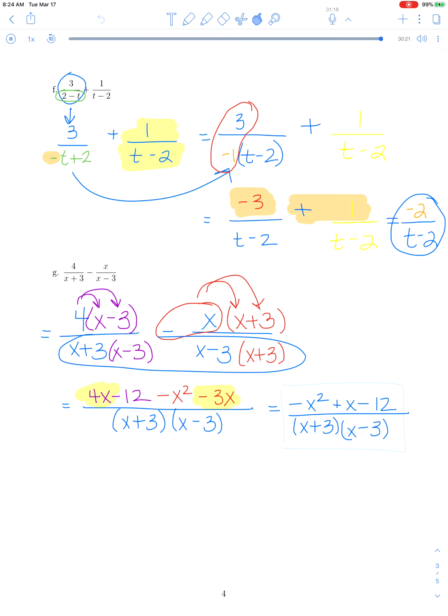The question would be, does that top factor at all? If you tried the AC method, it would give you -1 times -12, which would give you 12. And there's no two factors of 12 that would add up to the +1 in the middle. So we are done because nothing factors and cancels, but you do want to put that extra thought into that to make sure it doesn't.